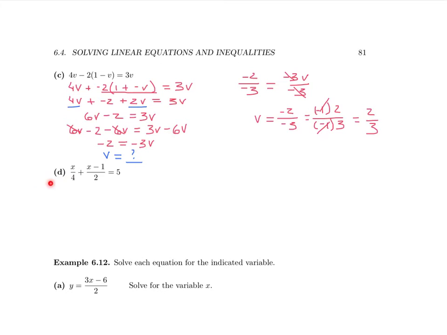Now let's go ahead and look at part D. In this case, the equation involves fractions. The variable occurs on just the left side of the equation, but the variable is wrapped up in these fractions. So in order to get the variable x by itself, we're going to need to undo these fractions, so to speak. A useful tip in situations like this is to multiply both sides by the common denominator.